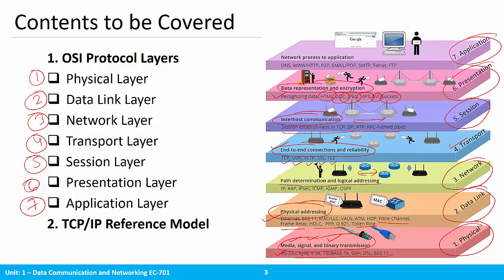The application layer is responsible for network processes to the application, meaning the user will be directly connected with the application layer of the computer network. Fine. So here we'll see what DNS is, what is meant by WWW or HTTP, how email and SMTP work, what the file transfer protocol is, and so on, right? So again, it is a very interesting part of this subject. Then if time permits, we'll see the TCP/IP reference model, which is similar to the OSI layers model. So we'll see what that is.